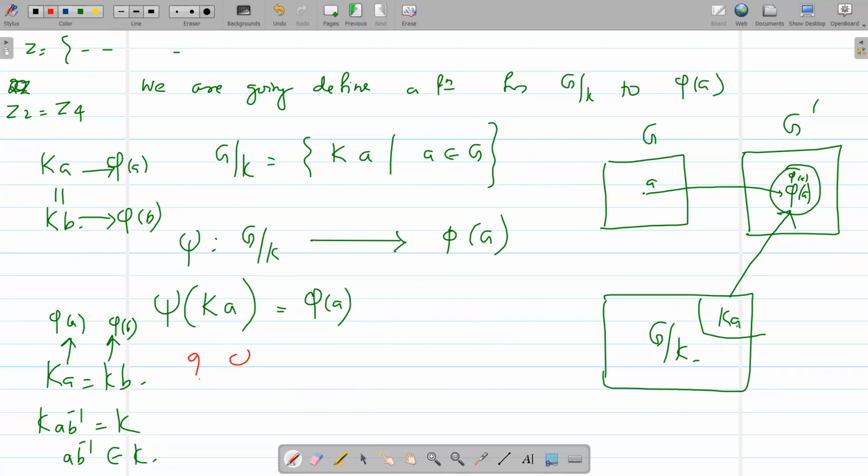So we need to show that psi is well defined. Let Ka equal Kb; we want to show that phi of a is equal to phi of b. For a function to be well defined, the same element must not have different images. So first, let Ka be equal to Kb.